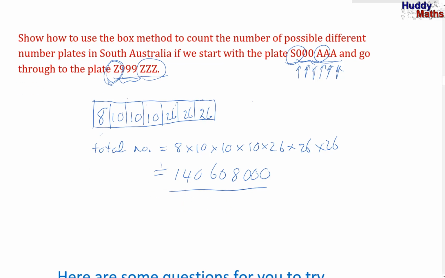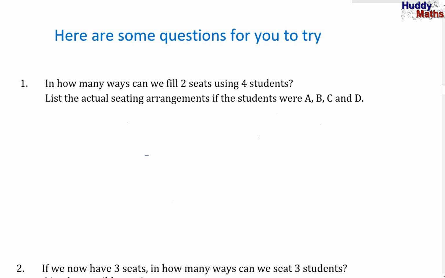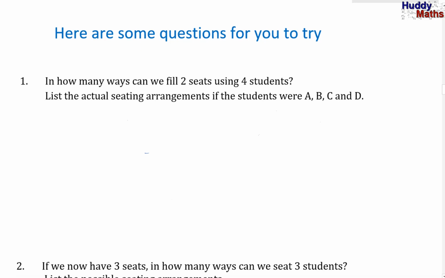Okay, let's go down, and here's some for you to try. These are permutation problems. You're going to use the product principle and a box for the moment. Okay, and how many ways can we fill two seats using 4 students? List the actual seating arrangements if the students were A, B, C, and D. All right, pause the presentation and see if you're going to have a go at this one.